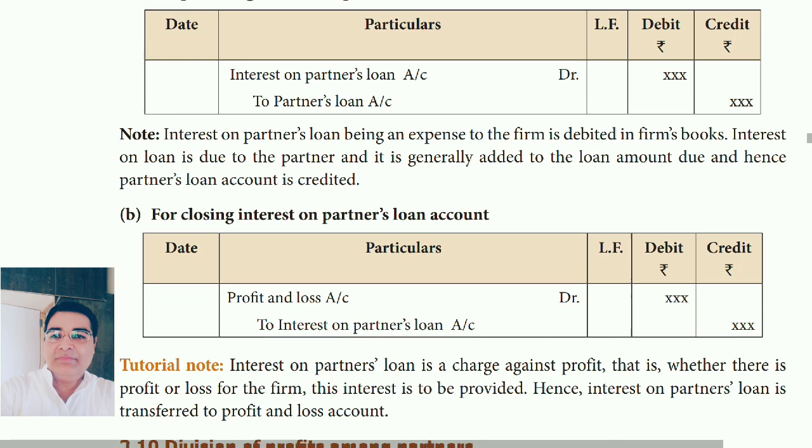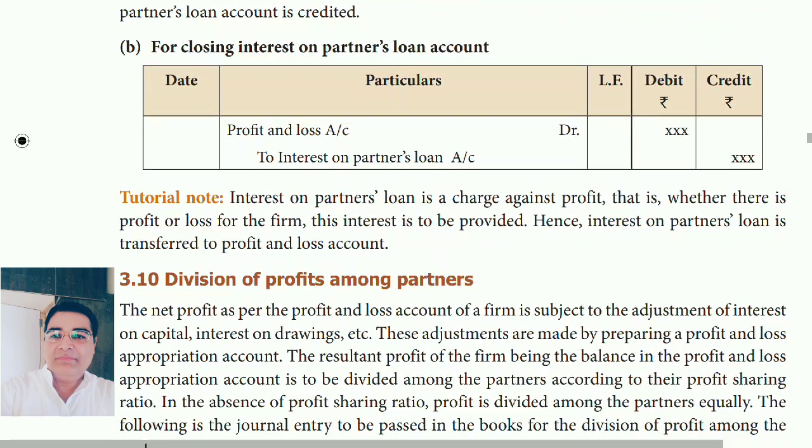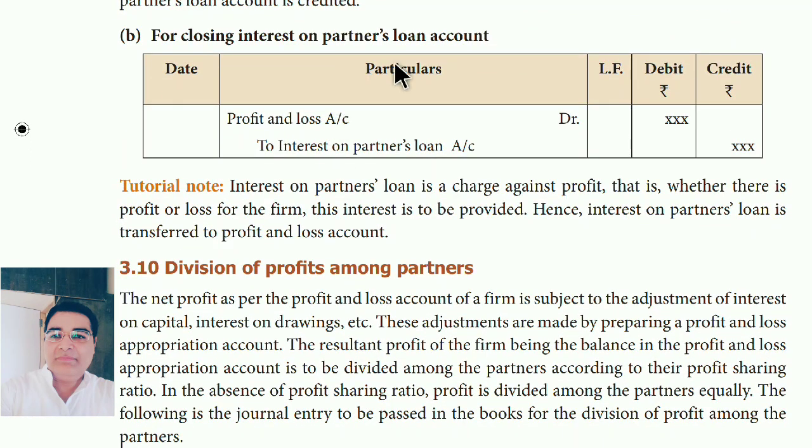Understand? Now for closing interest on partners' loan account, we pass this entry: Profit and Loss Account debit to Interest on Partners' Loan Account. Interest on partners' loan is a charge against profit. That is, whether there is profit or loss of the firm, this interest is to be provided. Hence, interest on partners' loan is transferred to Profit and Loss Account.